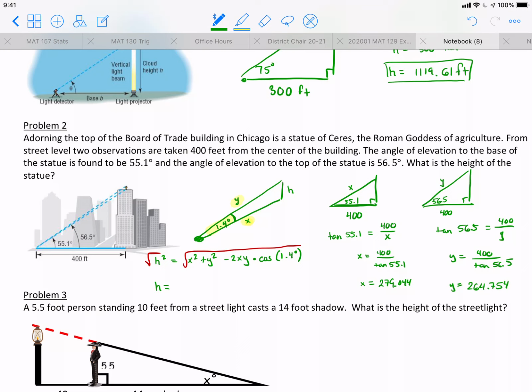So square root of what? That would be 279.044 squared plus 264.754 squared minus 2 times 279.044 times 264.754 times the cosine of 1.4 degrees. And all that's under my root. And I get 272.22 feet.